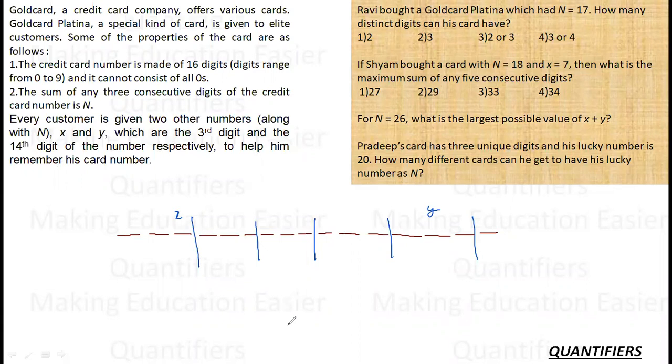Let's see the first question. Ravi bought a gold card platina which had n equal to 17. How many distinct digits can a card have? So n is 17. There is no restriction upon x or y, but the sum of these 3 digits is 17, which means this is 17 and now everything is 17. Now I need to find the number of distinct digits in the pattern.